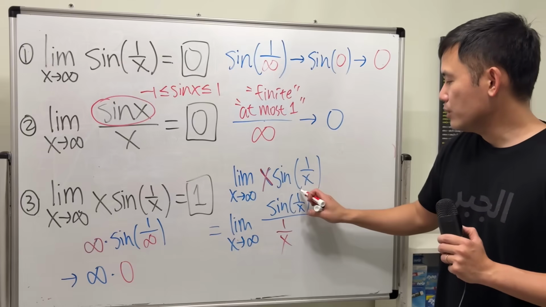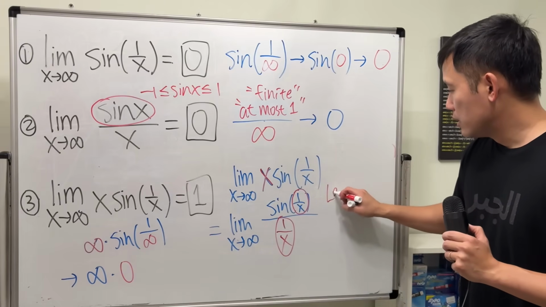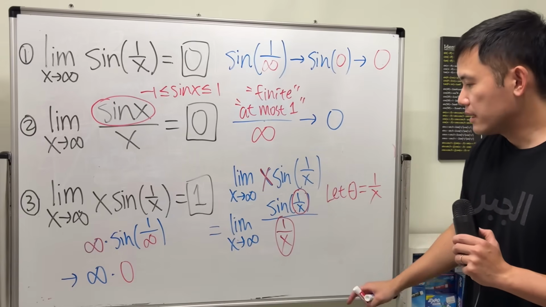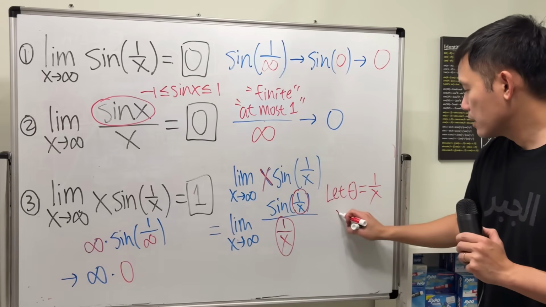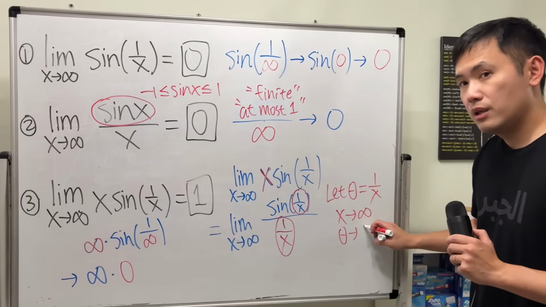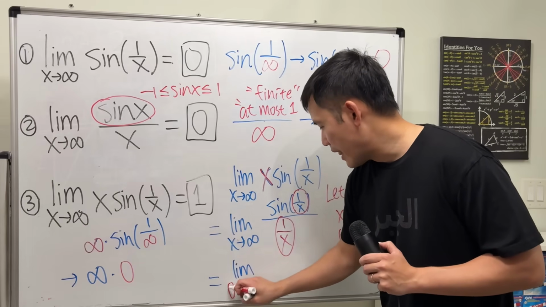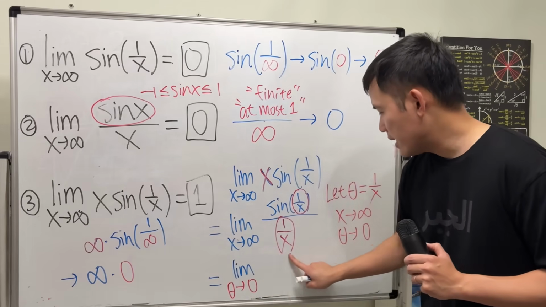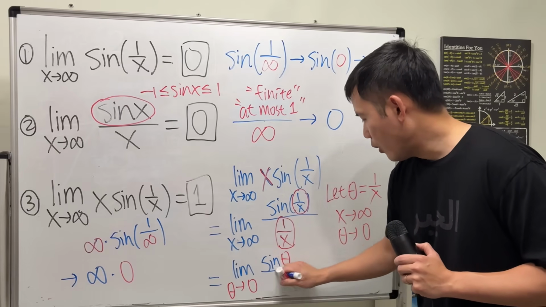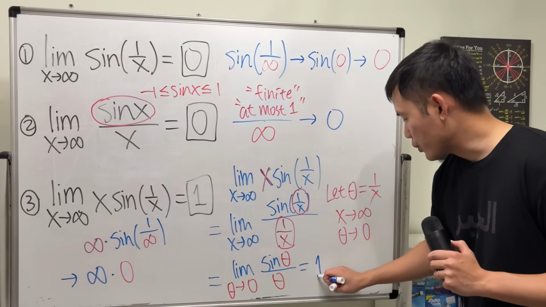And this is beautiful because notice 1 over x and 1 over x match. Right here, I'm going to do a substitution. Let angle theta equal to 1 over x. And the key right here is that when x is going to infinity, we have 1 over infinity for theta, so theta will be approaching 0. So right here we are talking about the limit as theta approaching 0, and then for the expression here we have sine of theta over theta, and this right here, the result is equal to 1.